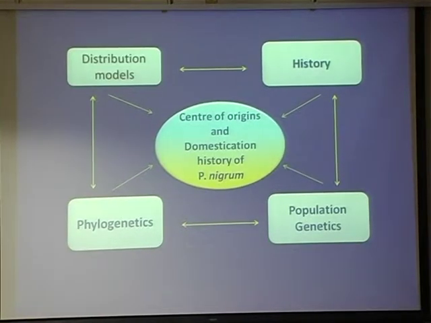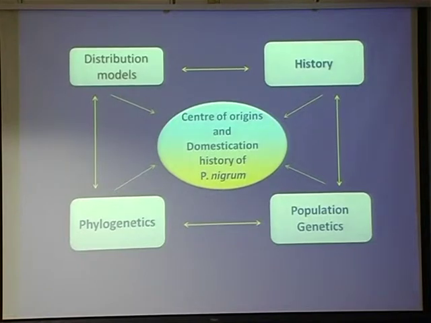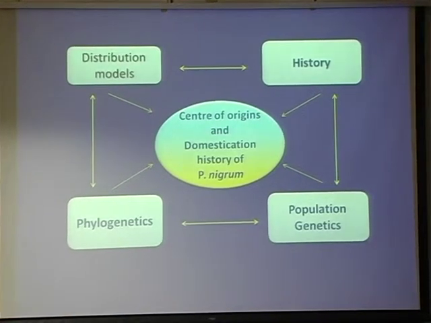So right now I am in the part where I'm looking at the history and sitting in archives, looking at the different theories about the center of origin and domestication history of Piper nigrum. Then I'll be doing some distribution models and looking at phylogeny and population genetics.